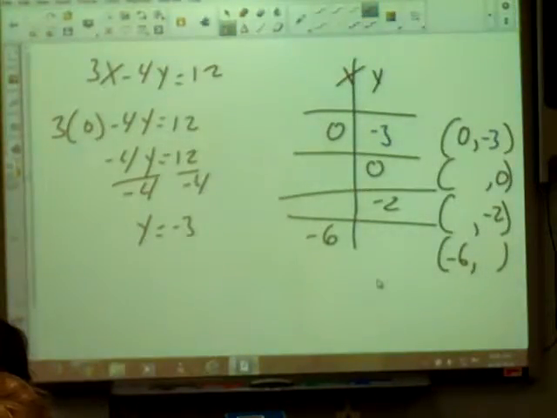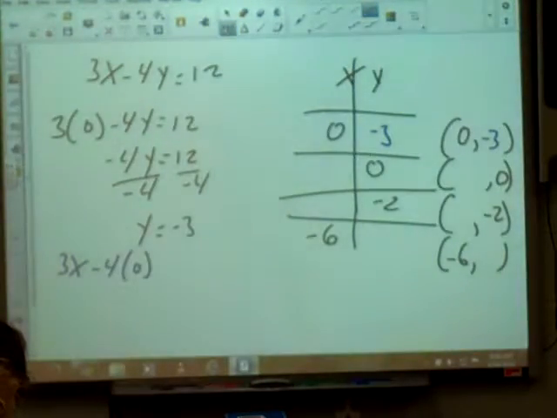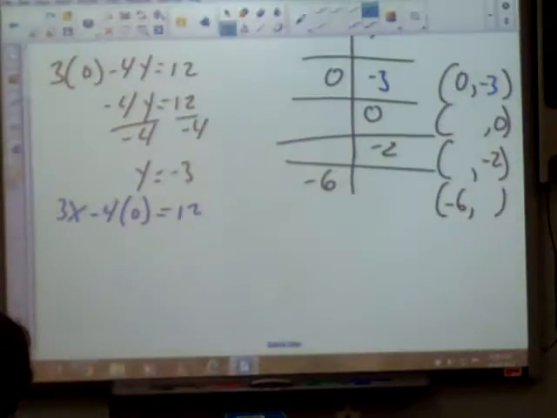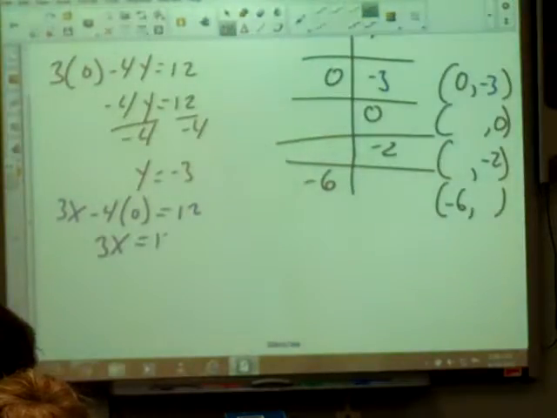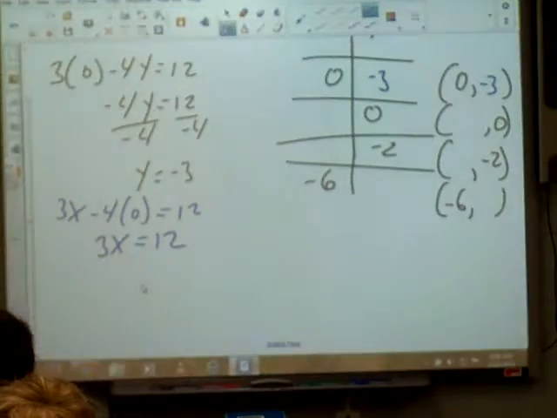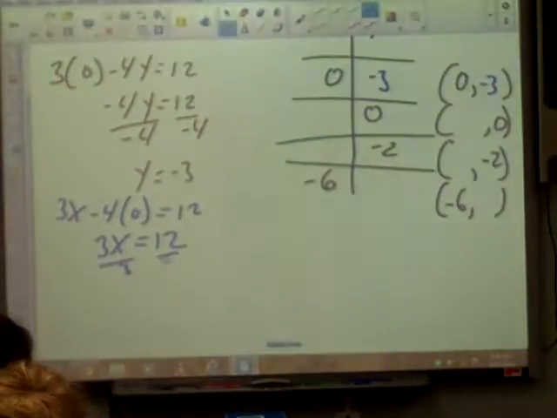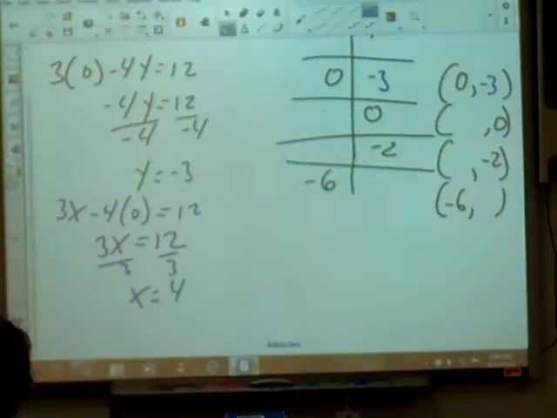Okay, now same thing going the other way. This second one puts a 0 into the y spot. So we're going to plug a 0 into the y. It will be 3x minus 4 times 0 equals 12. So 4 times 0 is 0. So you could write 3x minus 0, which is the same as just 3x. So that's a one-step equation to solve there. When y is 0, x has to be, oh, very good.